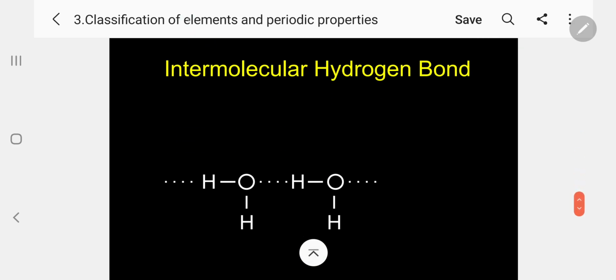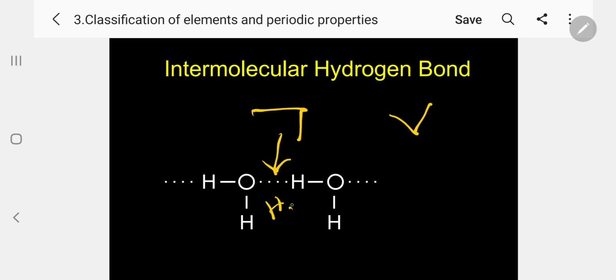Let me take now the intermolecular hydrogen bond. Water is a specific example. I am writing, water is a V shape. So I am writing here, kindly follow. So this is the V shape. Kindly follow. So this I am calling a hydrogen bond. What hydrogen bond? Intermolecular hydrogen bond, between two molecules.